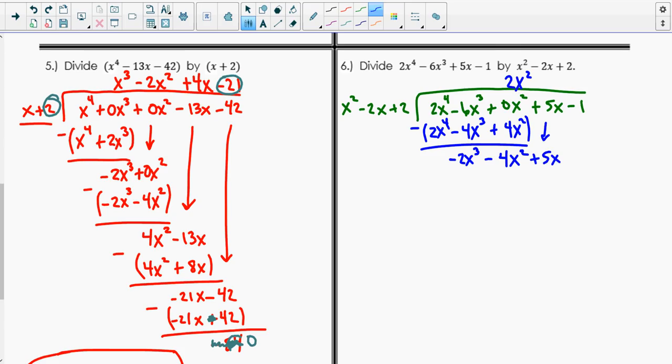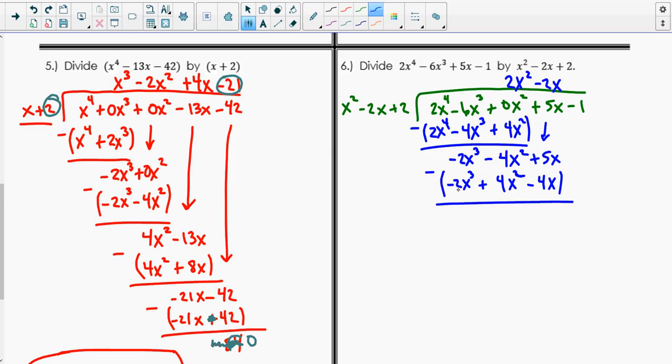Now I'm looking to make a negative 2x to the third. So in order to make it a negative 2, I'm trying to multiply by that x squared. I need this to be a negative 2, and then it's got to be an x since it's above that term. So negative 2x times x squared is negative 2x to the third. Negative 2x times negative 2x is positive 4x squared. Negative 2x times 2 is negative 4x. Put parentheses around the whole thing so I can subtract it.